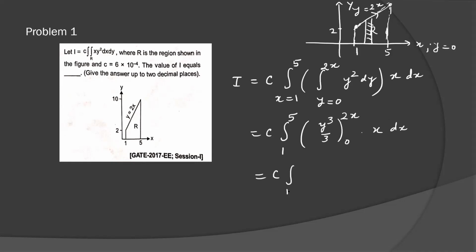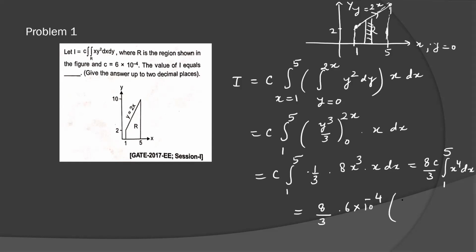It will be c times the integral from 1 to 5. 1 by 3 we can take outside. It is 8x cube into x dx. Now this can be written as 8c by 3, integral from 1 to 5, x to the power 4 dx. Now if you put the value of c, 10 to 6 into 10 to the power minus 4, and the integration of x to the power 4 is x to the power 5 by 5 from 1 to 5, and if you simplify it, you will get this value approximately 0.99.